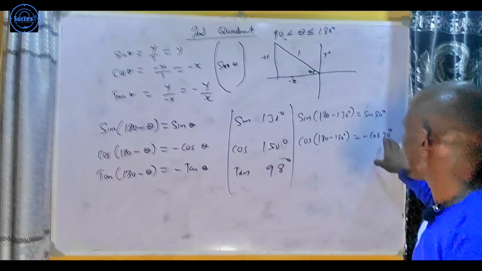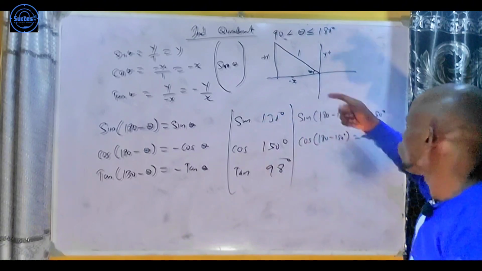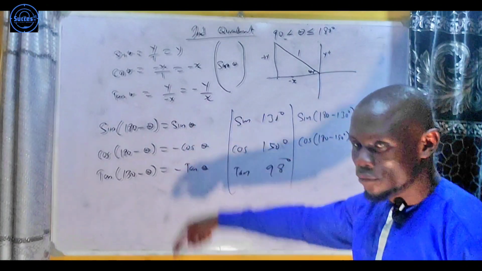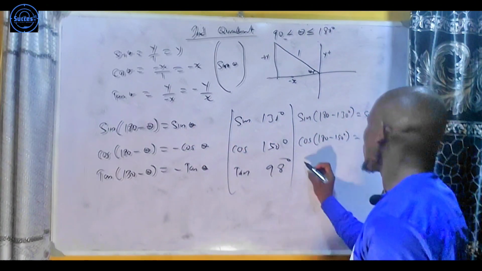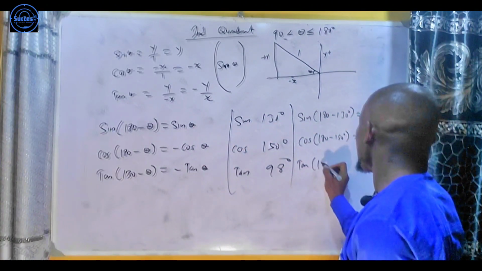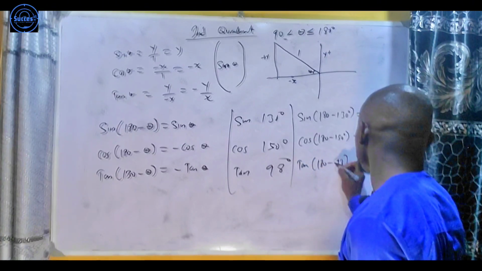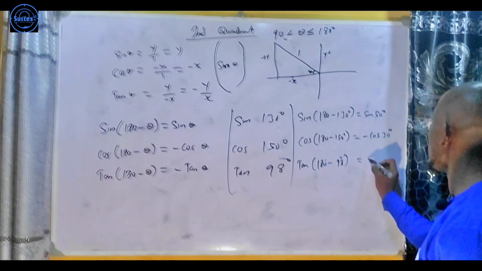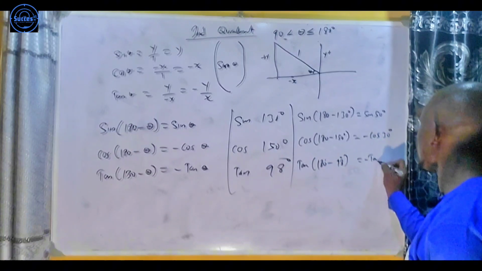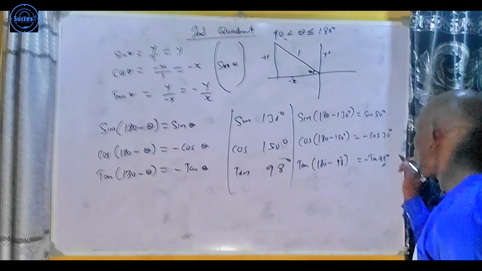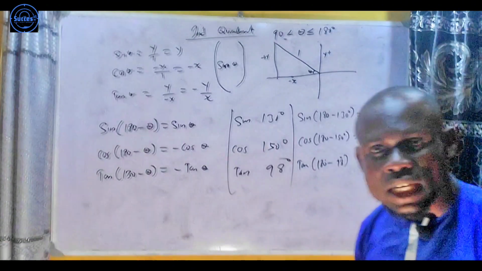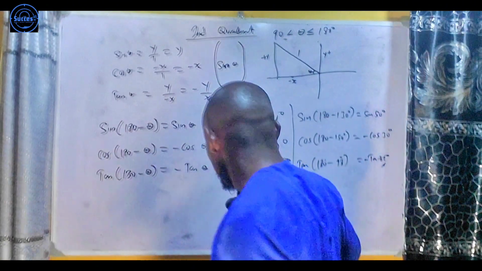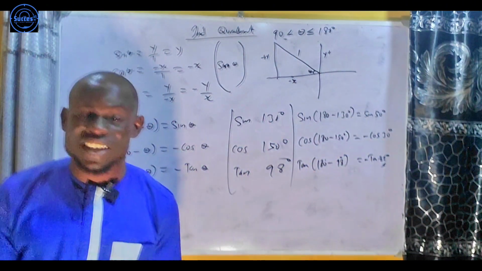So all you have to do is transform these two into their equivalents in the first quadrant using this formula. The same thing with tan 98. Tan 98 is tan (180 minus 98) degrees, which is now equal to minus tan 82 degrees. So find tan 82 degrees in the first quadrant, then negate it, and that's your value of tan 98 degrees, which is in the second quadrant. It's as simple as this.